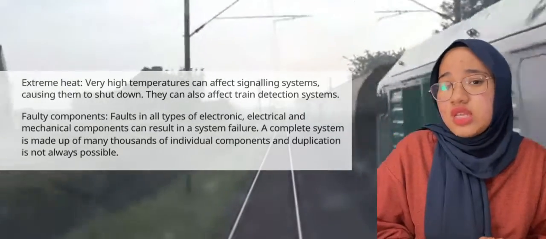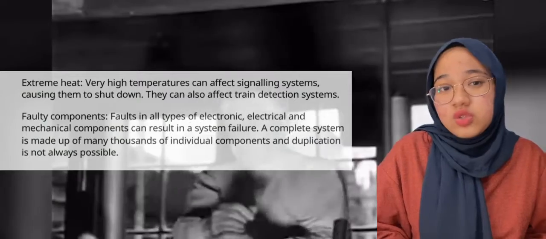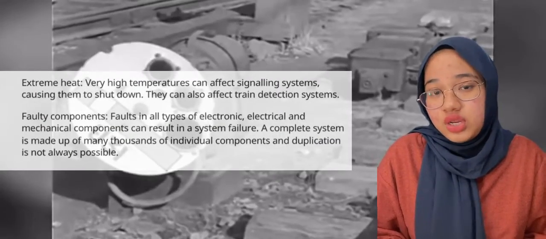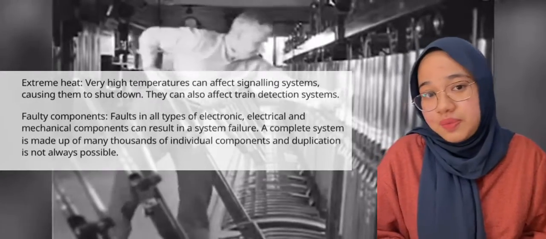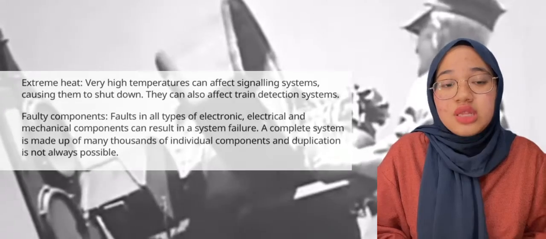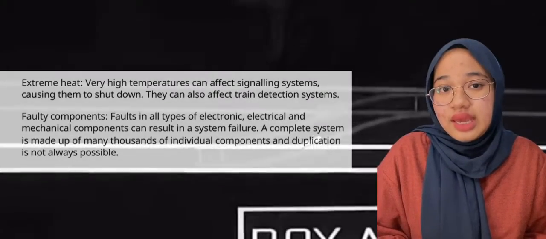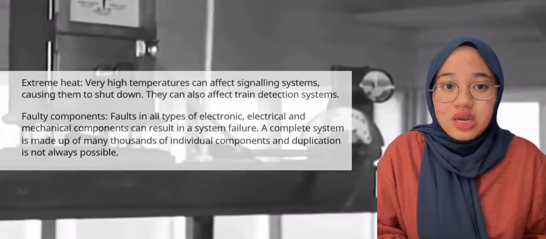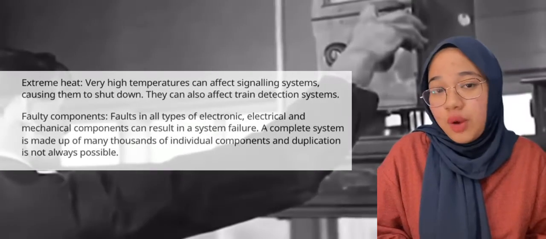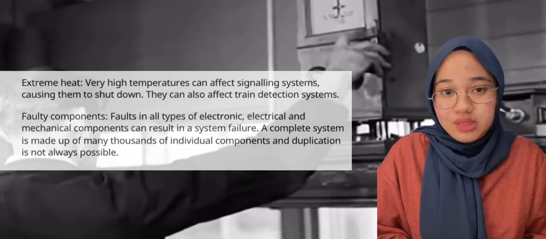First is extreme heat. Very high temperatures can affect signaling systems, causing them to shut down. They can also affect train detection systems. Second is faulty components. Faults in all types of electronic, electrical, and mechanical components can result in a system failure. A complex system is made up of many thousands of individual components, and duplication is not always possible.